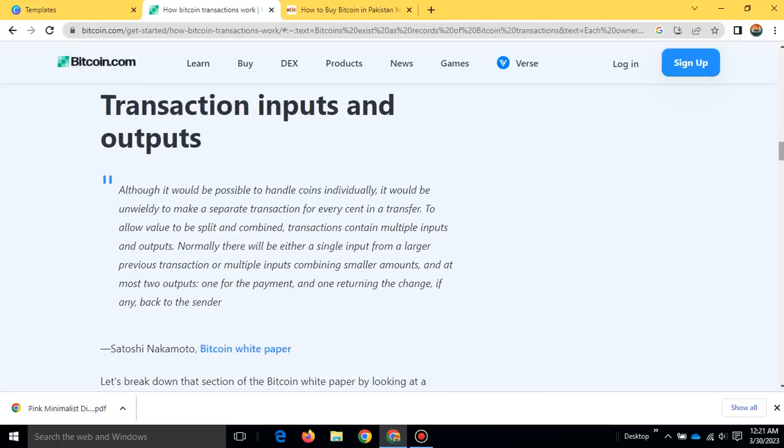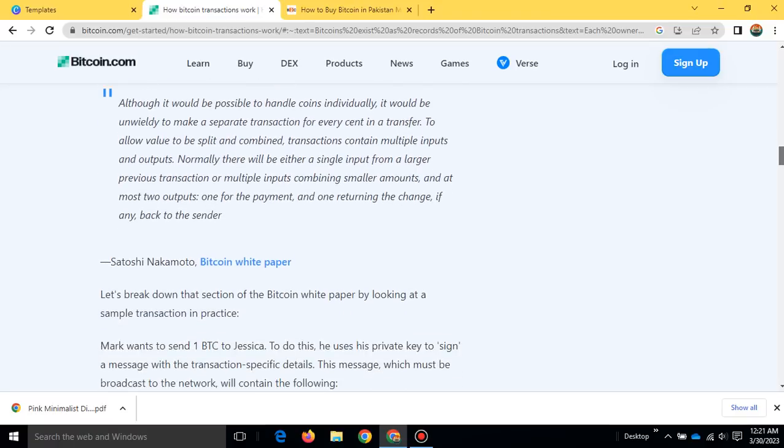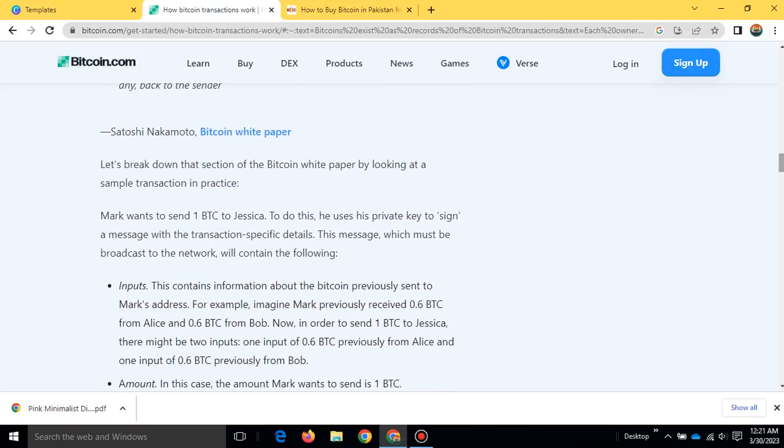Transaction inputs and outputs. Although it would be possible to handle coins individually, it would be unwieldy to make a separate transaction for every cent in a transfer. To allow value to be split and combined, transactions contain multiple inputs and outputs. Normally, there will be either a single input from a single or larger previous transaction or multiple inputs combining smaller amounts, and at most two outputs, one for the payment and one returning the exchange, if any, back to the sender. Let's break down that section of the Bitcoin white paper by looking at a sample transaction in practice.